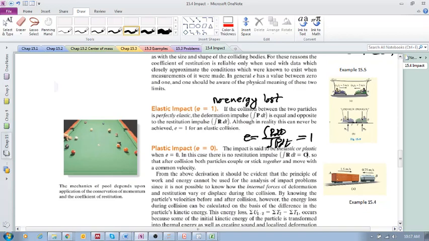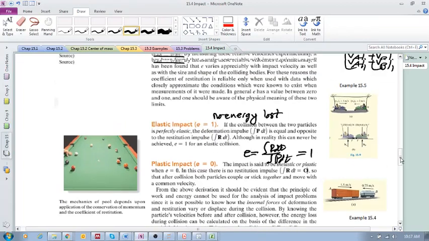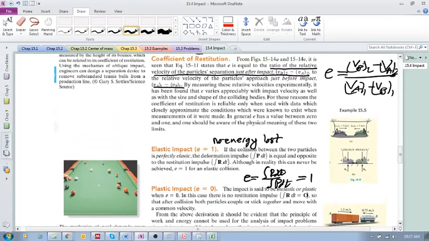But we know that in real life that can't happen. Sometimes you can approximate your E to be 1. It also means that the difference in velocities in the numerator equals the difference in velocities in the denominator.